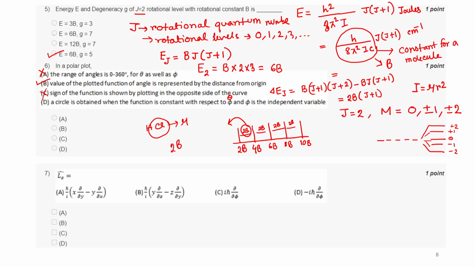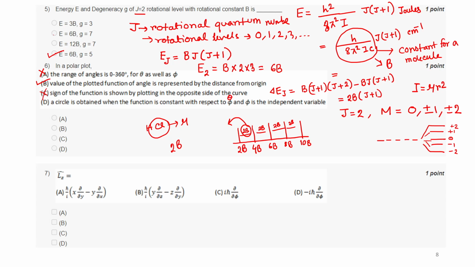It is not a correct statement, because you are going to get a hemicircle in case of phi, when the function is constant, right? Because in case of a polar plot, when we are discussing only theta, theta can only go from 0 to pi, 0 to 180 degrees. So half of the plot is going to be unused. So that's why you are going to get a hemicircle.